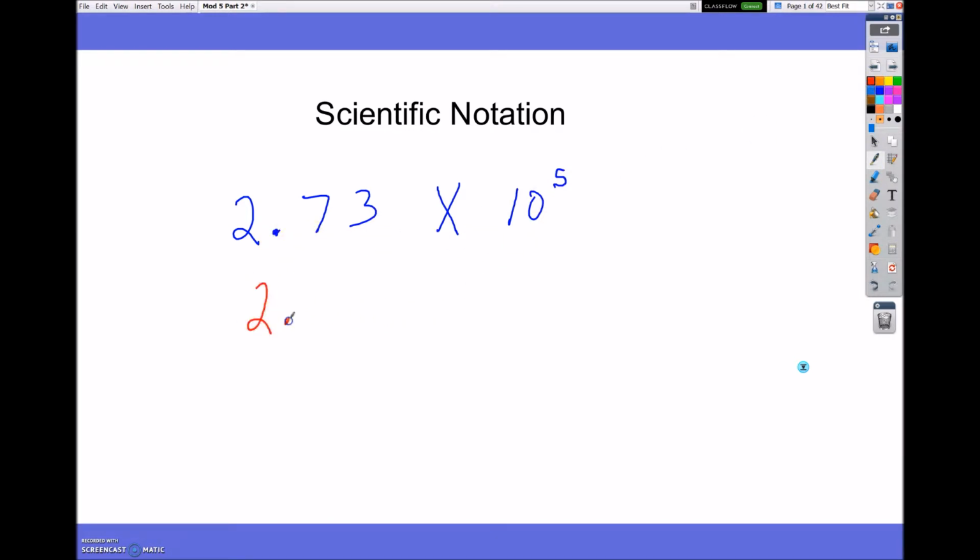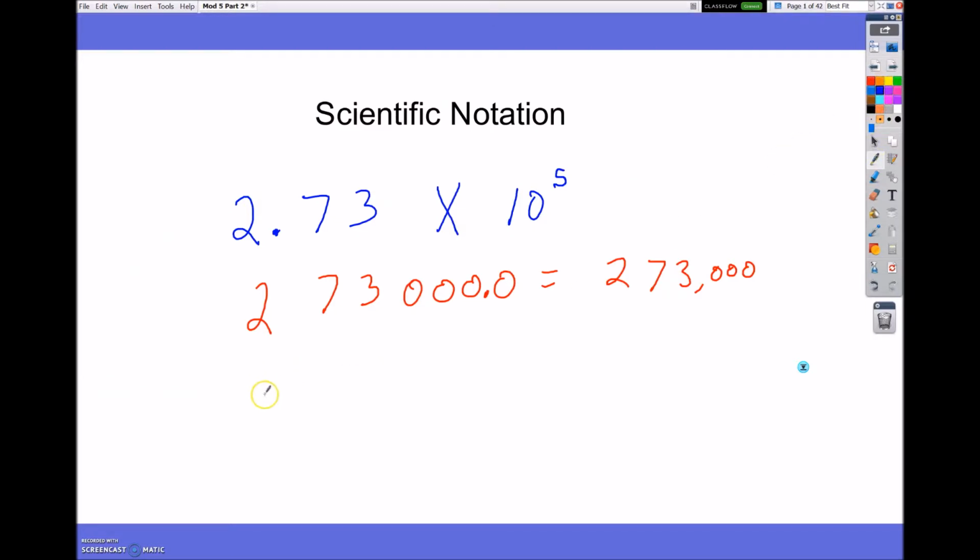So what I personally do is I just write 2.73 and a handful of zeros. And then I'm going to move this decimal now 5 spots to the right. Once, twice, 3, 4, 5 times. So that means my new number is 273,000. And then we're done.